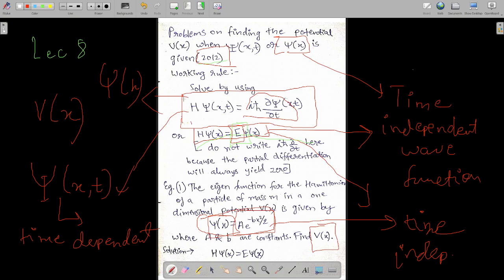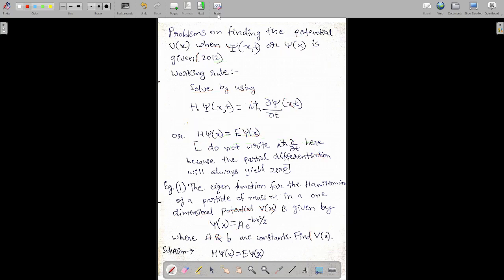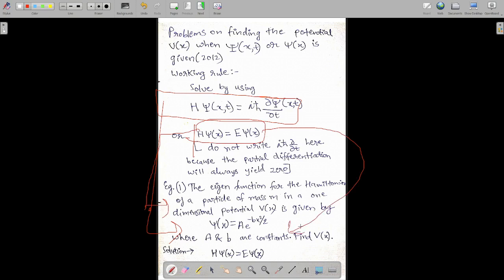So which formula will be used? Out of these two, which formula is going to be used? It is very clear that the second formula will be used in this question, because this is not given, instead this is given. So the second formula will be used in this question.